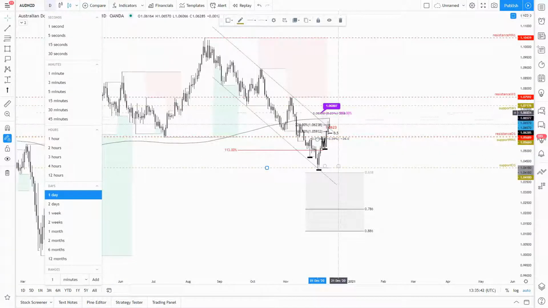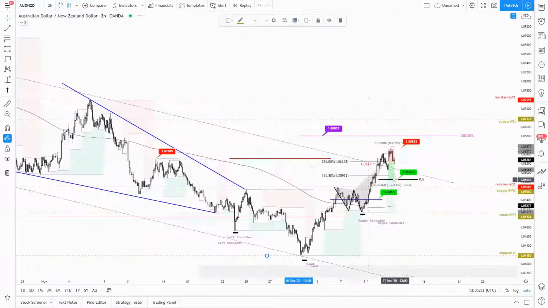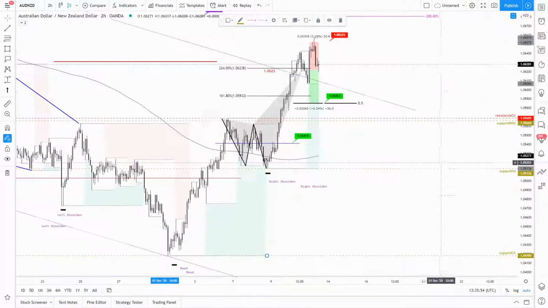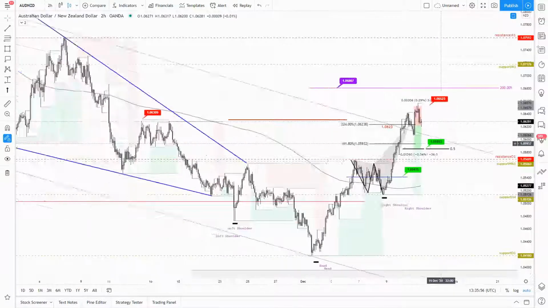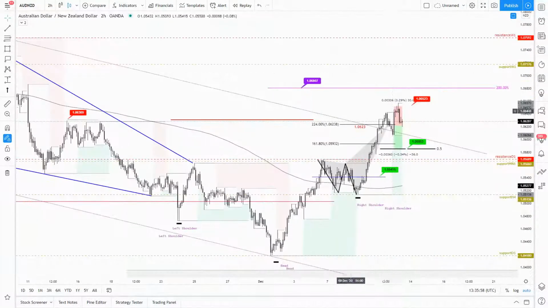Inverted head and shoulders, default target for that pattern at 106.80. But if you go into a lower time frame, you see that we are actually trading above the bearish shark pattern completion point.